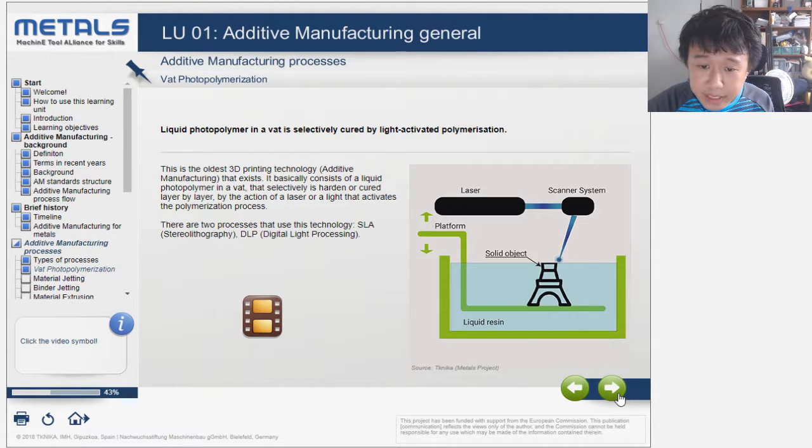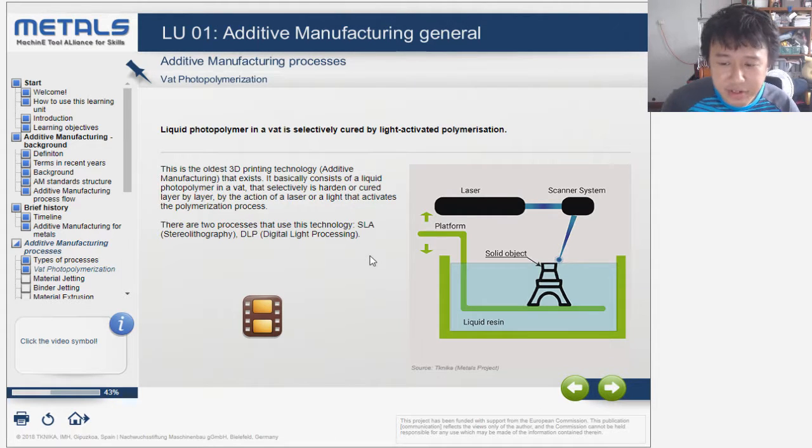Liquid photopolymer in a vat is selectively cured by light-activated photopolymerization process. So this is the oldest 3D printing technology that exists. It basically consists of a liquid photopolymer in a vat that is selectively hardened or cured layer by layer by the action of a laser or light that activates the photopolymerization process. There are 2 processes that use this technology, SLA and DLP.